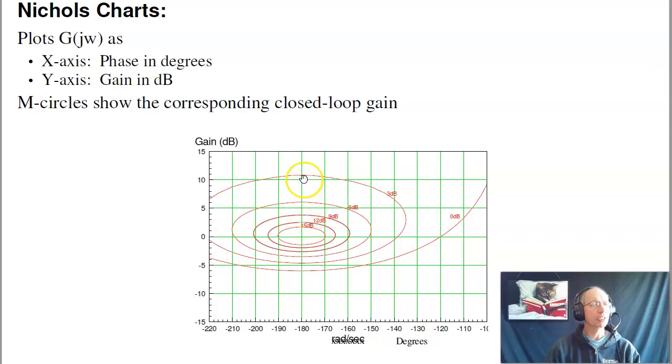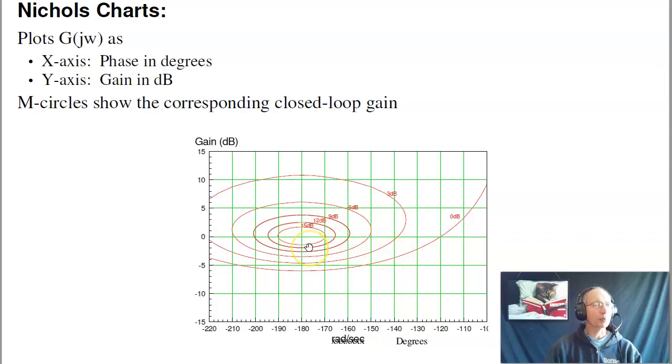Gain's got to be less than 1 when the phase is 180 degrees, and the distance to minus 1 is my gain margin. The circles are all points that are equal gain closed loop. GK over 1 plus GK is a constant. So this is kind of my distance to minus 1, where the measurement is closed loop gain. Anything on this circle has a closed loop gain of 15 dB. Anything on this M circle has a closed loop gain of 12 dB, 9 dB, 6 dB, 3 dB, and so on. These are often drawn on the Nichols chart because they're kind of weird shapes.